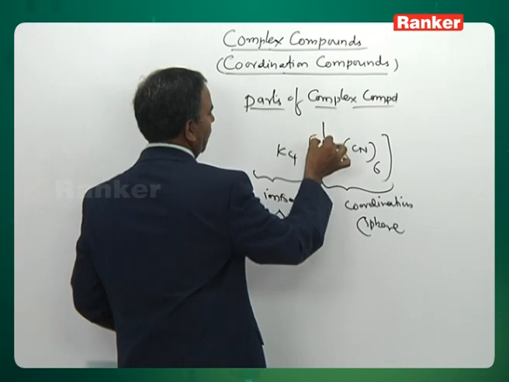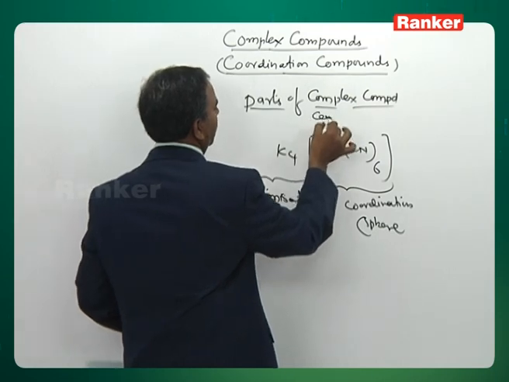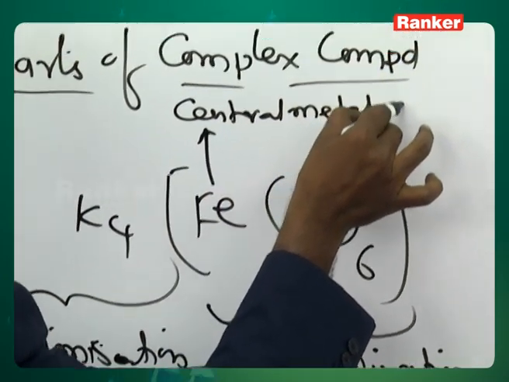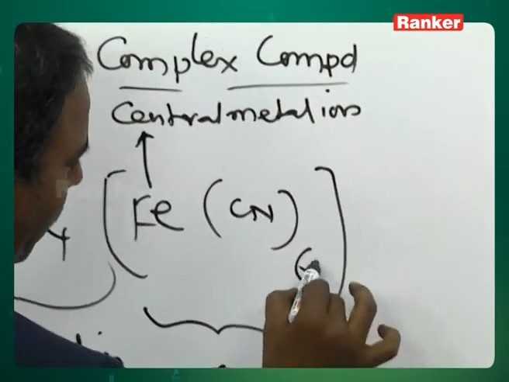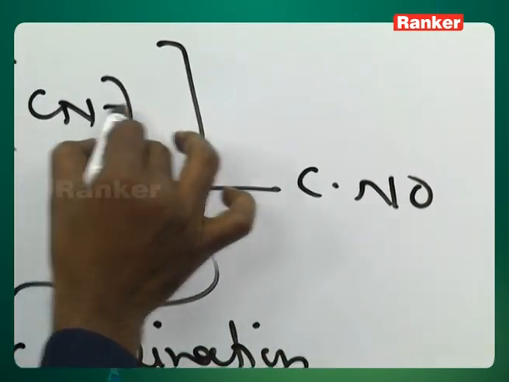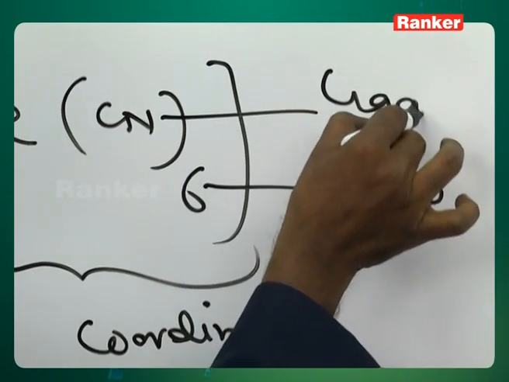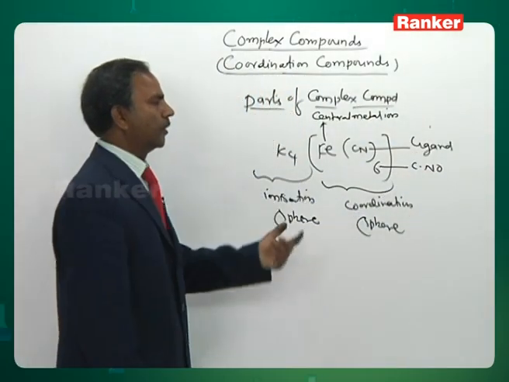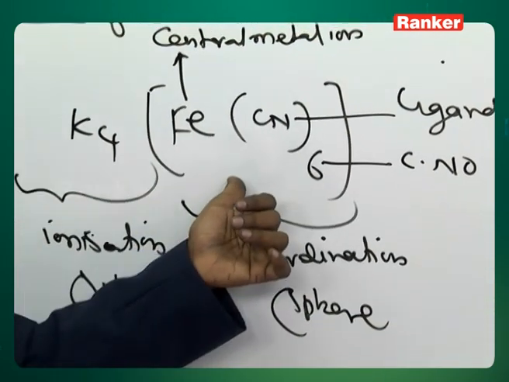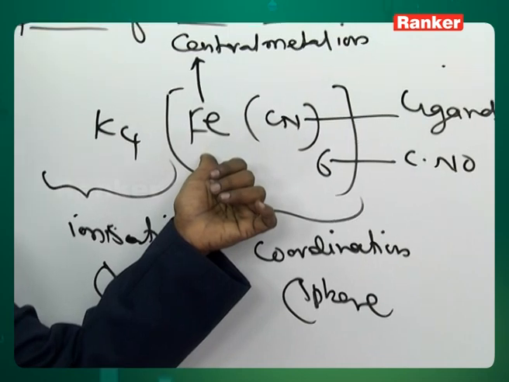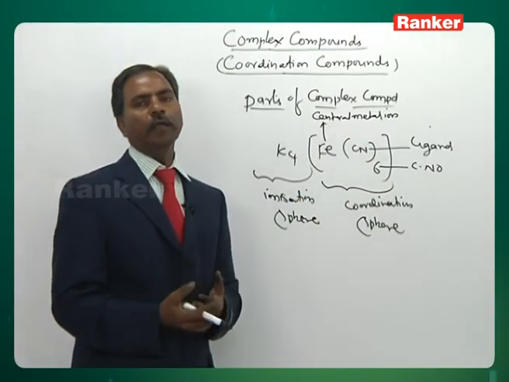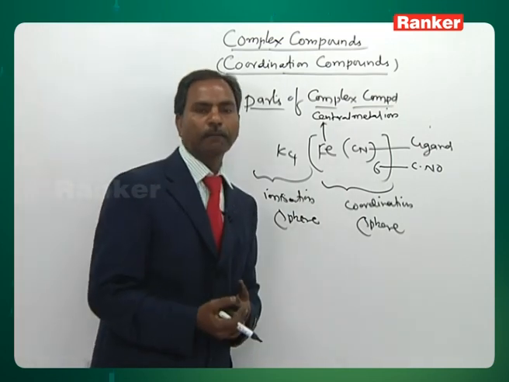This particular part we call the central metal ion. This we call the coordination number, and this we call the ligand. These are the parts of a complex compound: the ionization sphere, the coordination sphere, the central metal ion, the coordination number, and the ligand. These are the parts of this particular complex compound.